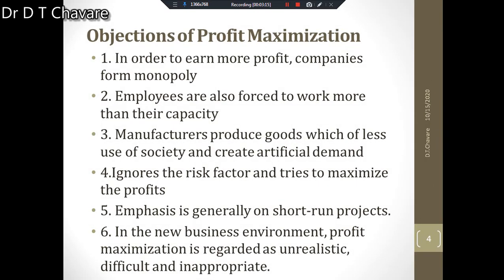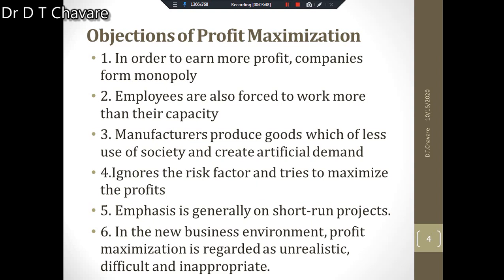Now, what are the objections to profit maximization? If any company is going to earn maximum profit, certain objections can be raised by the society also. Try to understand what those objections are; different types of objections are raised against profit maximization. First objection: in order to earn more profit, companies form monopoly. This is the first objection.